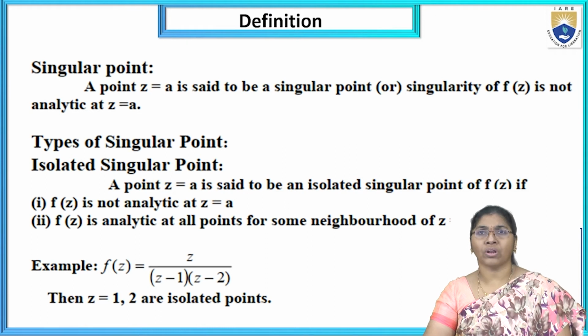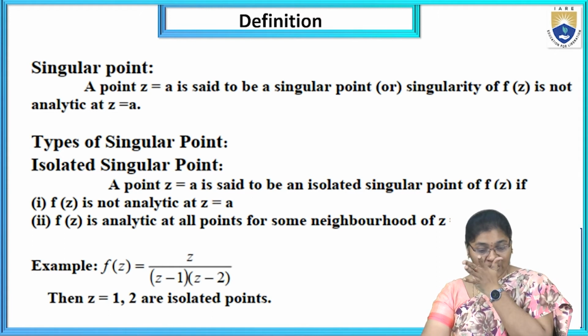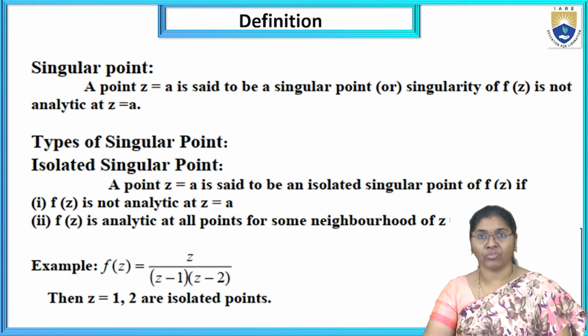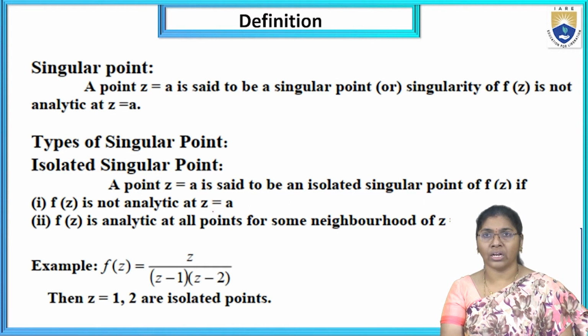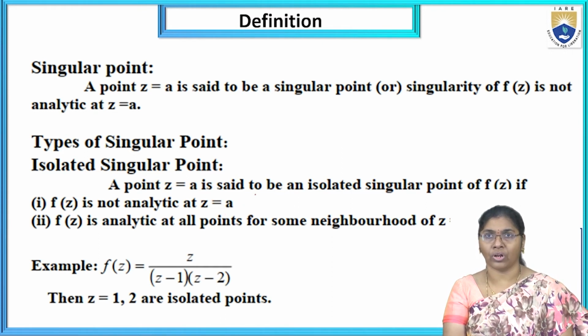Next, a singular point can be written as, by the definition, a point z equal to a is said to be a singular point of f of z if f of z is not analytic there. Now, types of singular point, first the definition with an example. An isolated singular point: a point z equal to a is said to be an isolated singular point of f of z if f of z is not analytic at z equal to a. That is the first one, singular point.